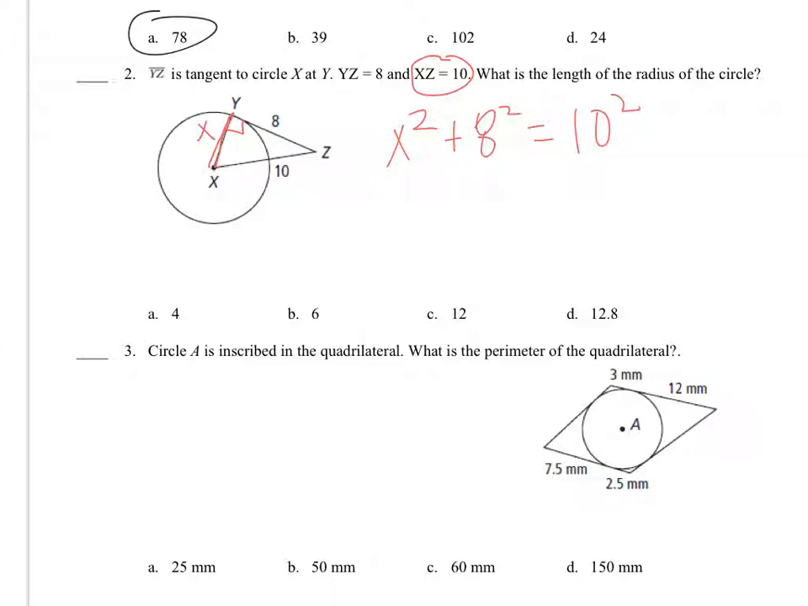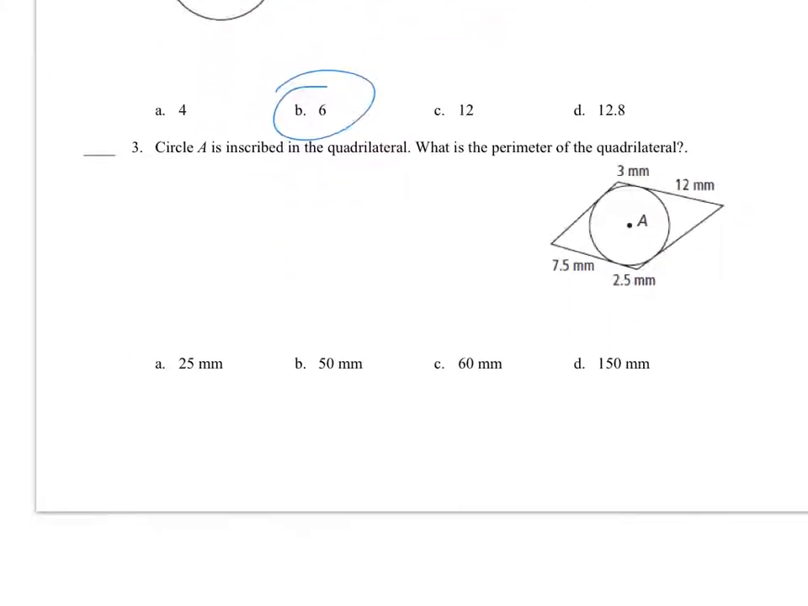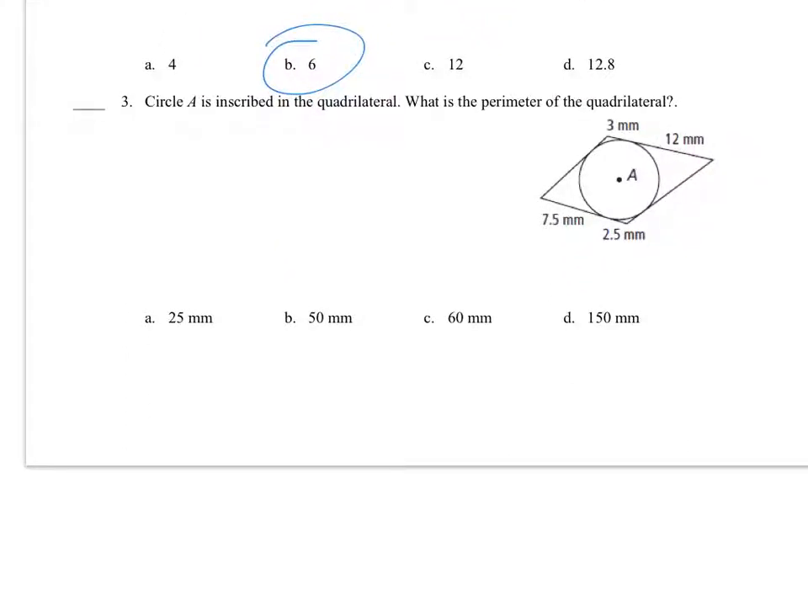Now, one thing that a lot of people have been getting confused is this is where my 90 degrees is, so this right here is my c. If you solve that, 100 minus 64 and take the square root of that, it would be 6. That's the radius of my circle. Circle A is inscribed. So that means if those are all tangent, this will be 3, this will be 12, this will be 2.5, and this will be 7.5. If you add all those together, you will get B.